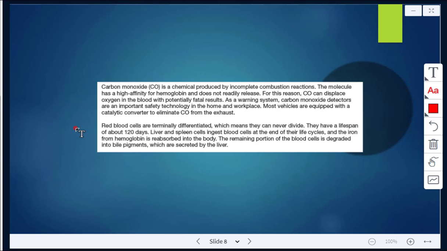Red blood cells are terminally differentiated, which means they can never divide. So they have a lifespan of about 120 days. The liver and spleen cells will ingest blood cells at the end of their life cycles, and then the iron from the hemoglobin is reabsorbed into the body. The rest of that blood cell is degraded into bile pigments, which are secreted by the liver.